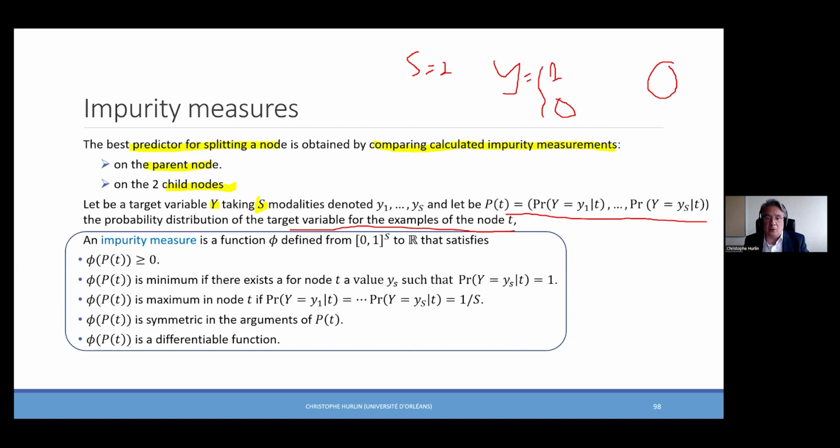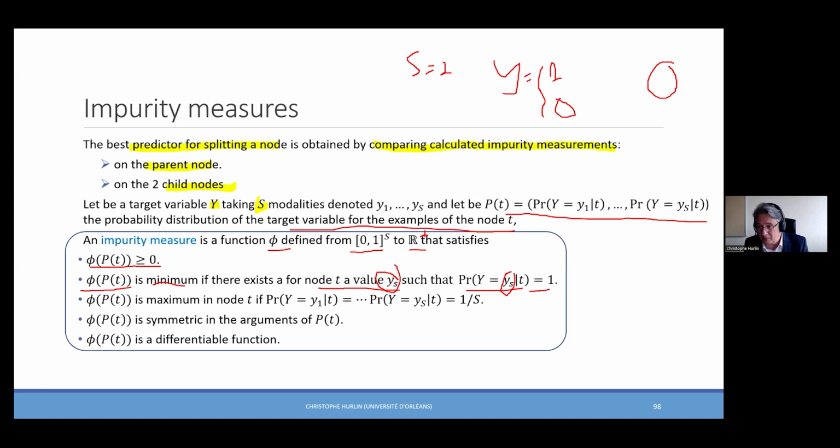What is an impurity measure? It is a function phi defined from [0,1] to the power S to R, sorry, to R plus. The impurity measure is always positive or null. The impurity measure is minimum if there is a node for which the values of y are such that the probability to observe a given value, for instance 0 or 1, is equal to 1.